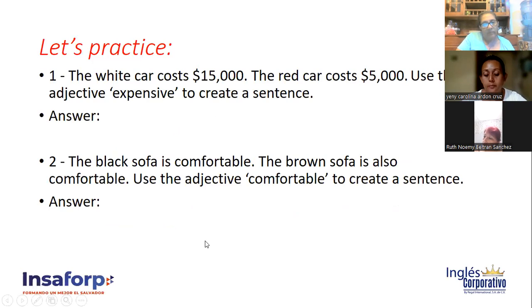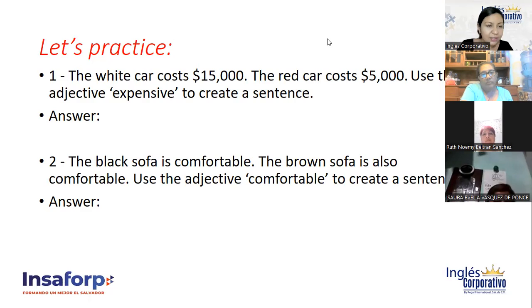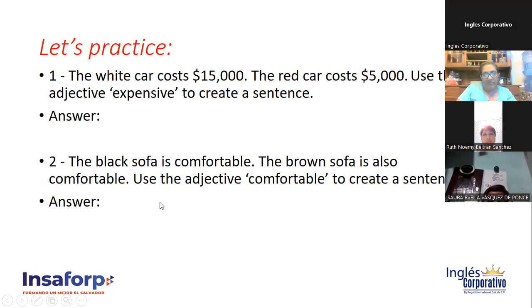Okay, let's do this. You can type your answers in the chat. I will leave you here thinking for a moment. Think about it with these problems. I will go and get some water because I need more water, okay? So please stay here, behave.